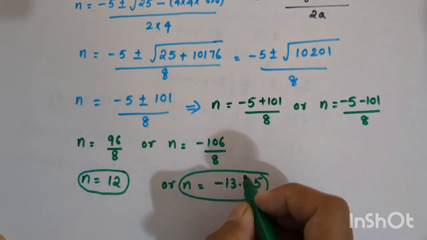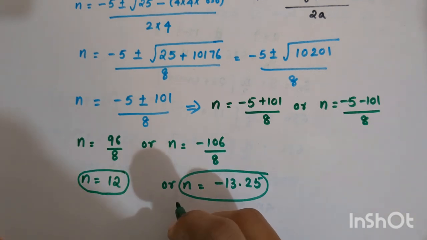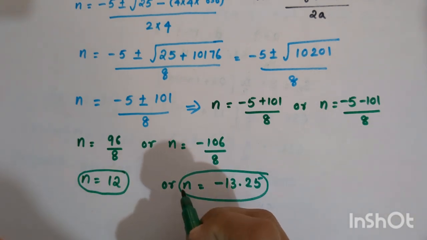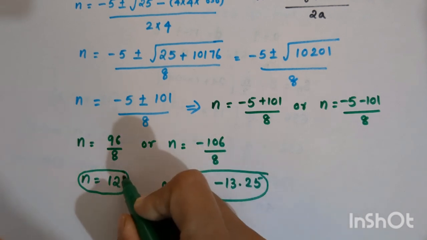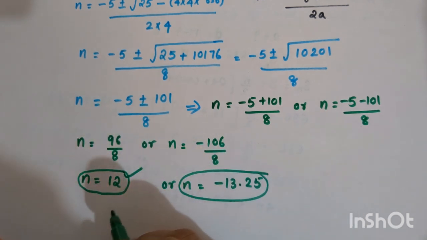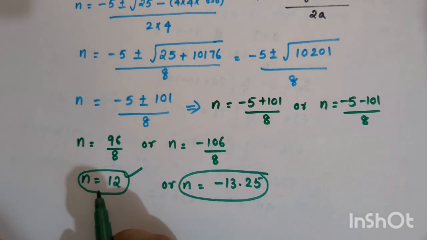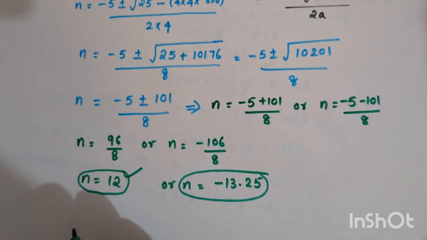So n, which is the number of terms, cannot be negative, and it cannot be a fraction or a number with a decimal place. So here we can consider the n value as 12. That is, the sum of 12 terms of this AP will be equal to 636. I hope it is clear to you. Thank you.